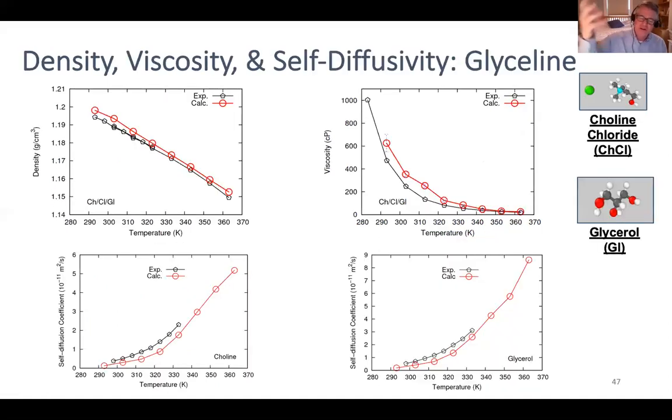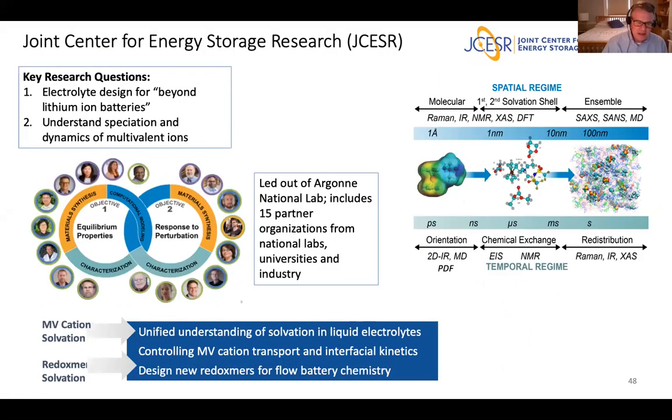And then other deep eutectic solvents. Here's the same thing for this thing called glyceline, which is glycerol and choline chloride. So same kind of thing, diffusion, viscosity, density. So we're interested in comparing that with experiment. And then I just really quickly wanted to just touch on this.